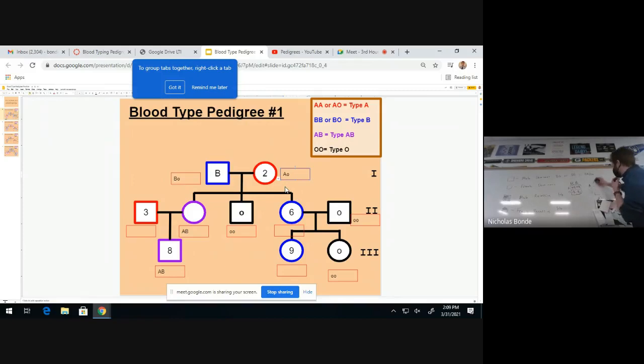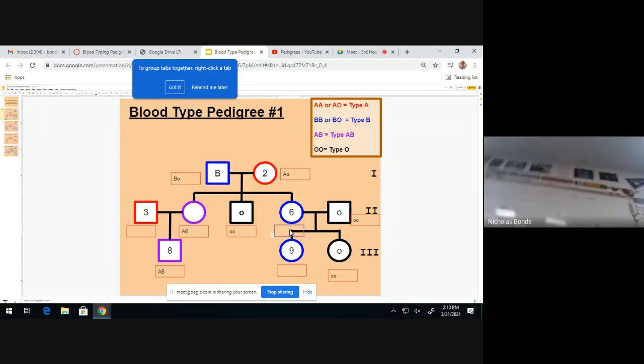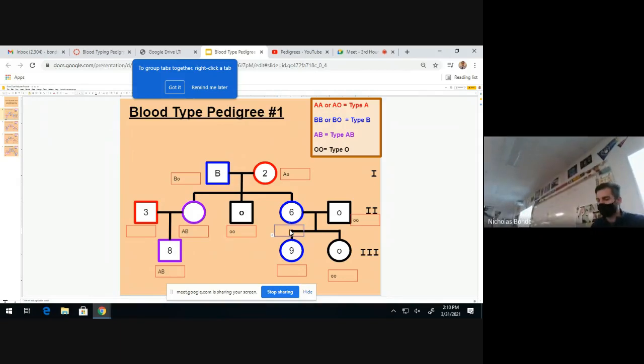Did I lose anybody there, or are we okay on that? Okay. This one, do we have an O parent or kid? We do, right? We have a kid, so that one has to be BO. This one, do we have an O parent or kid? Yes. So that one's got to be that one. You can do the Punnett squares with them too.